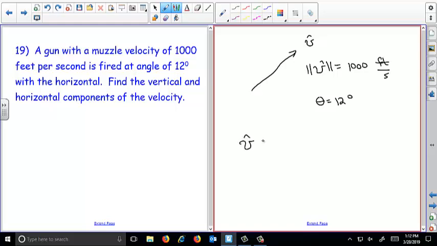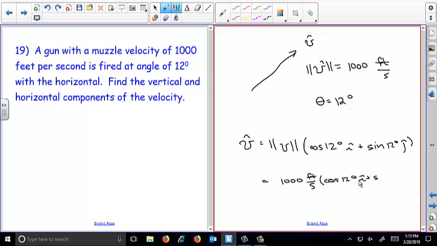So our vector v is just going to be equal to the magnitude of v multiplied by this unit vector. So you take the cosine of 12 degrees I plus the sine of 12 degrees J. So that's 1,000 feet per second times the quantity cosine of 12 degrees I plus the sine of 12 degrees J.